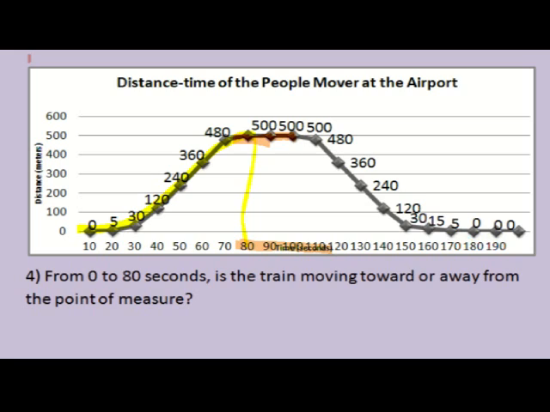And the final question: the train is traveling from point 0 to about 500 from time indices 0 through 80. So that means that the train was moving away from the station where it started. So the correct answer here would be away. It is moving toward the station on the other side here.